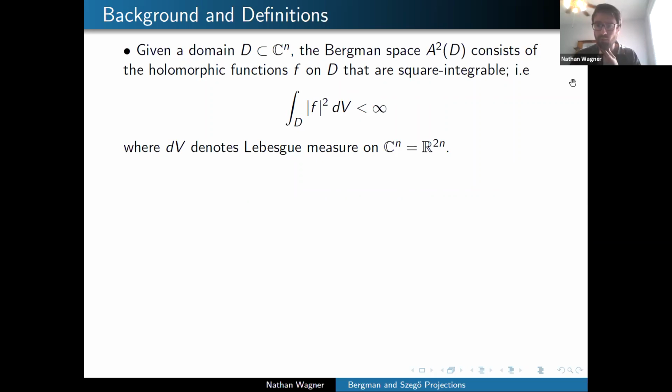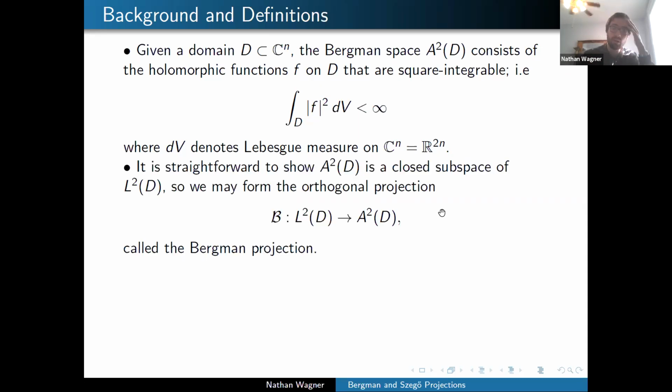So we're working in several complex variables. Given a domain D in Cn, we can define the Bergman space A2(D) to be those holomorphic functions on D that are square integrable. Here dV is just Lebesgue measure on Cn, which we can think of as R2n. So these are holomorphic functions on the domain that don't grow too much towards the boundary, so that they are still square integrable.